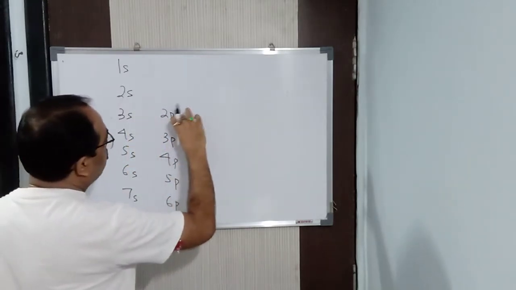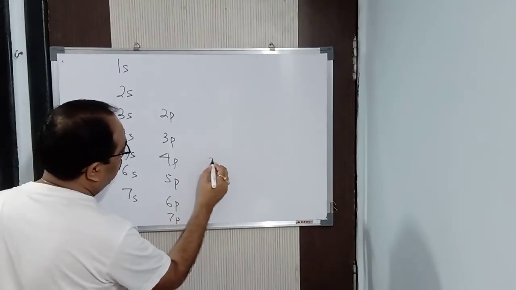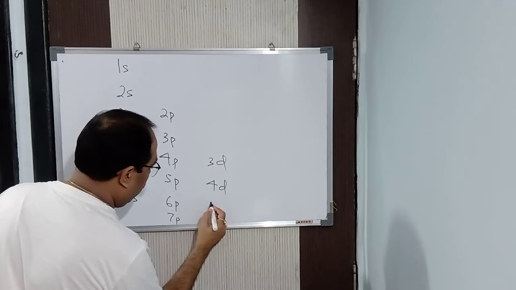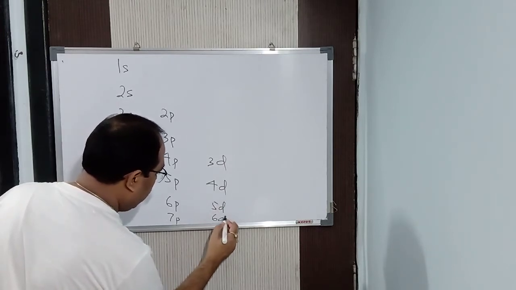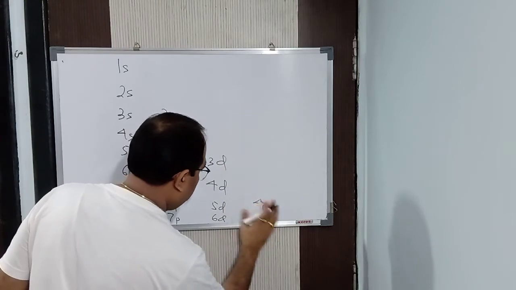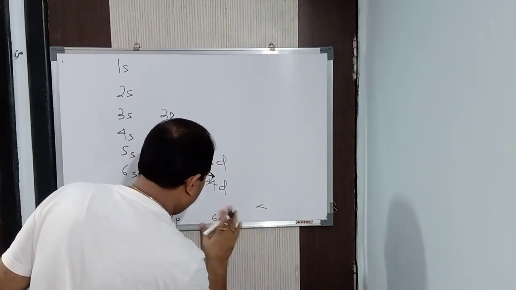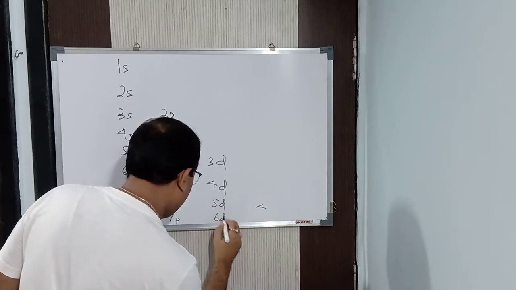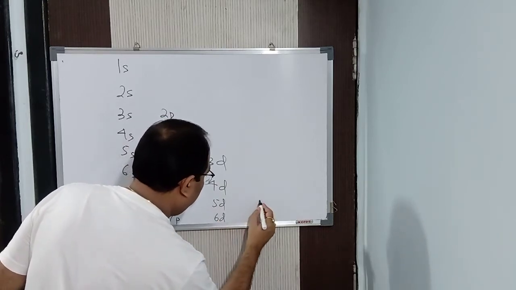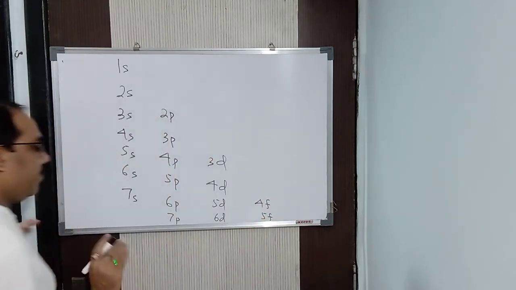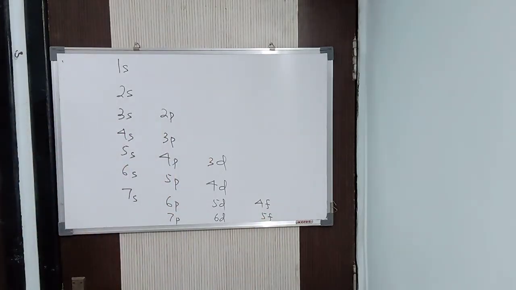Now again leave 2 spaces, and you start from here. After p, d: 3d, 4d, 5d, 6d. We can say that. Again leave 2 spaces. That is nothing but, let me write it here, 5d, 6d. Then again leave 2 spaces: 4f, 5f. Done. Now I have to join the lines.